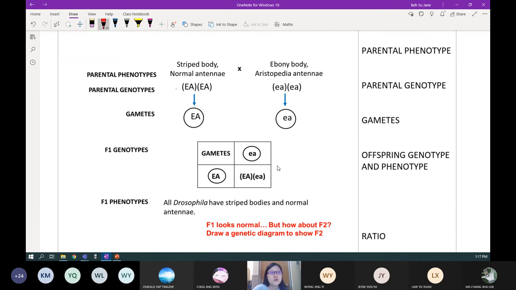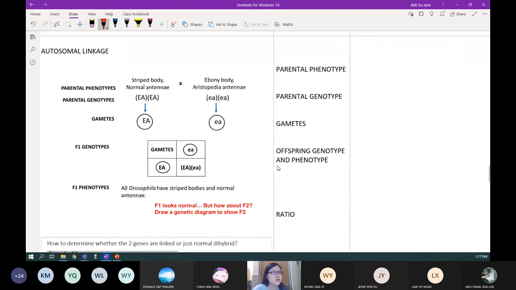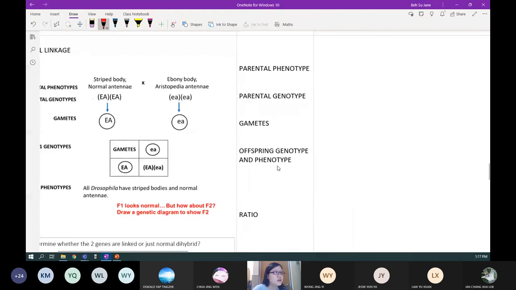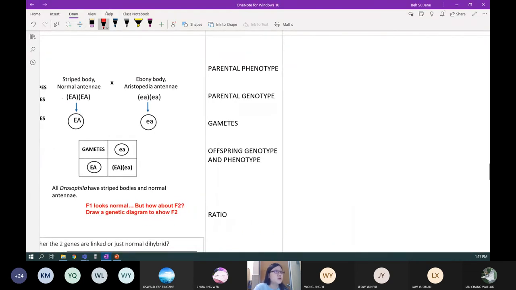I'm going to draw F2 for you, but I hope you're drawing as well, because the more you draw, the more you get it, I suppose. So what are we crossing? Let me change color here. We're crossing striped normal, so this is the F1 parental phenotype, crossing striped normal with striped normal. It's this genotype, so I'm just going to copy that.